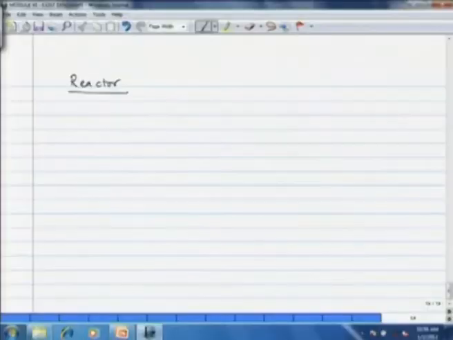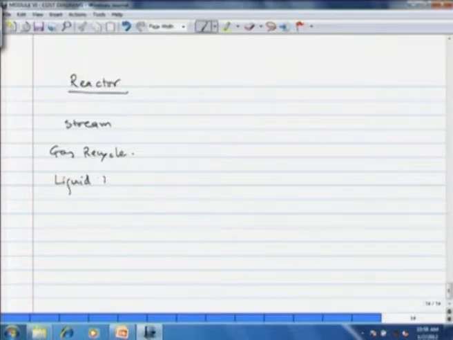Okay. So, now let us see the numbers. The reactor. Reactor receives stream in the form of gas recycle, liquid recycle, toluene feed and hydrogen feed. Now, these both are what? Fresh. Okay.